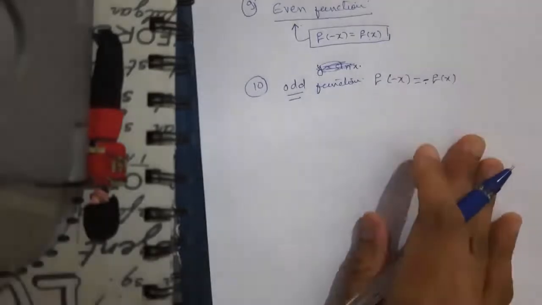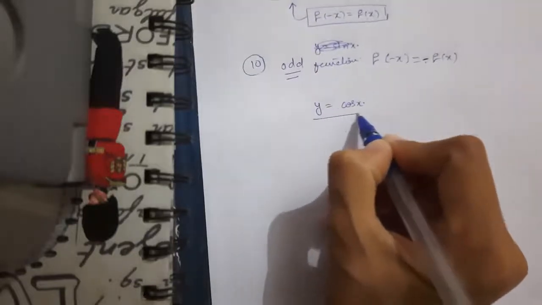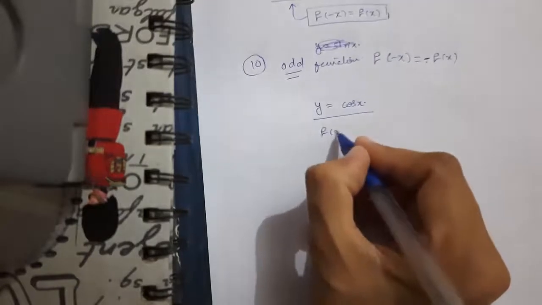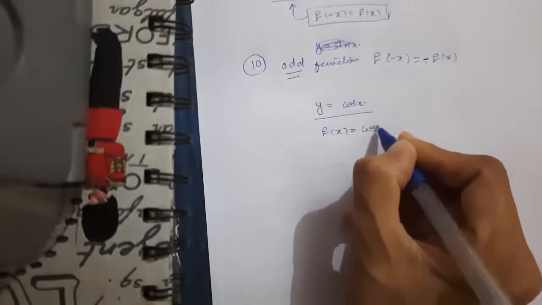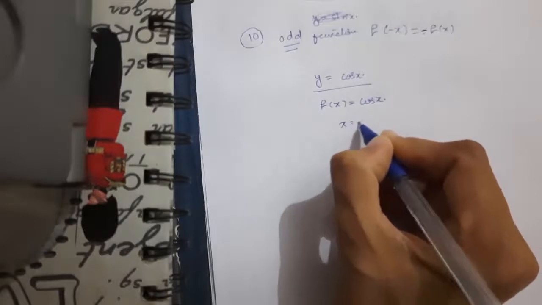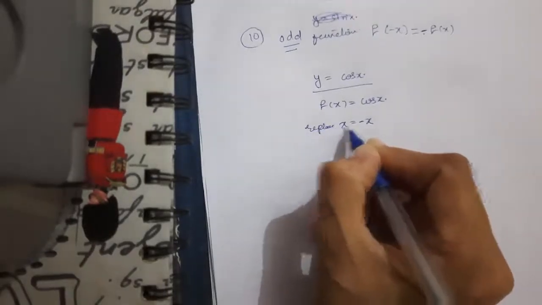So for example, if I have a function y equal to cos x, okay, now I want to check whether this function is even or odd. So here I have f of x equal to cos x. Now how will I check whether this function is even or odd? I will try to find out the value of f of minus x. And how will I find the value of f of minus x? I will just replace x with minus x.